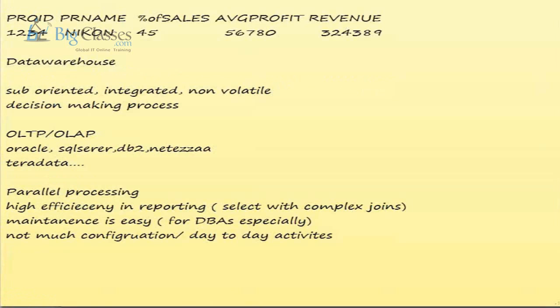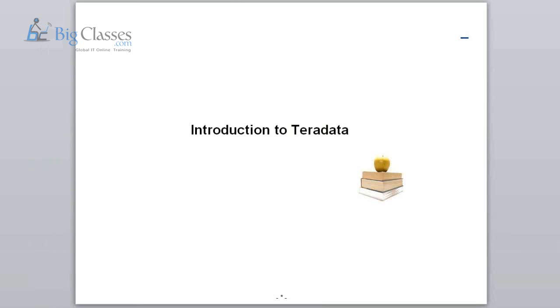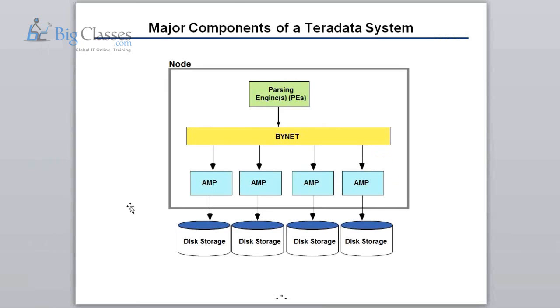So what is parallel processing? We'll talk about architecture in detail. Parallel processing is nothing but, whenever you write a query, Teradata puts the data in different AMPs. We'll talk about the components now. So what is Teradata architecture? We have a set of components: parsing engine, BYNET, AMP and disk storage.